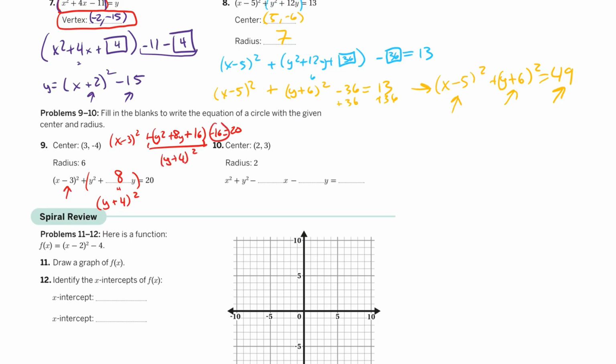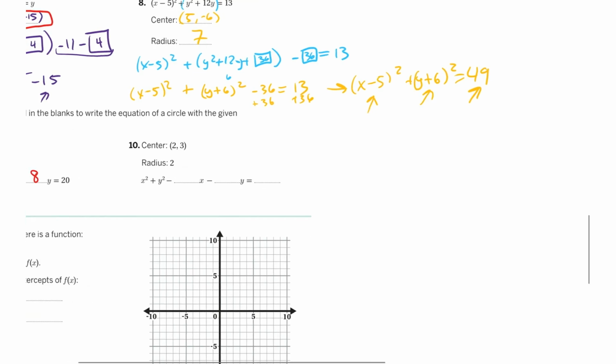And then if we add the 16 over to the right side, we get 36, and the square root of 36 gives a radius of 6. So all that to tell us that this number in front of y has to be 8. I feel like 10 is now going to be tricky after I've tried this one.